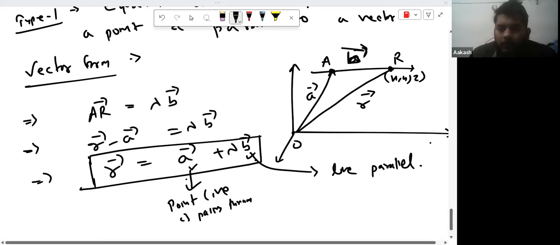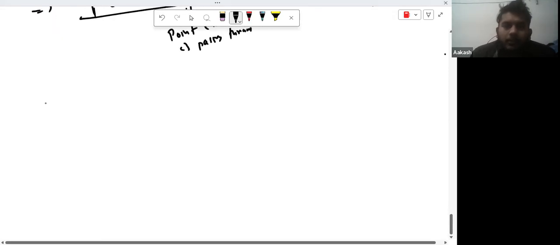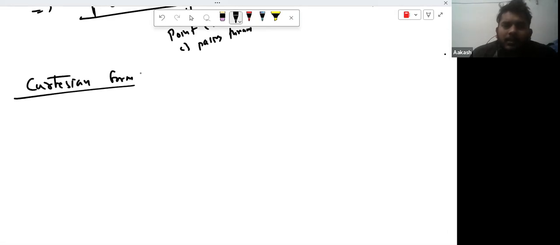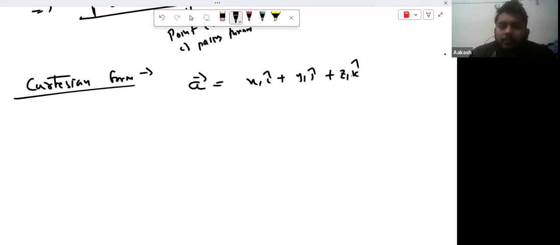Okay, so this was the vector form in Cartesian form. Cartesian form means x y z. ठीक है, बचपन से जैसे हम कर रहे हैं. So suppose A vector, the line is passed through A vector, which is x1 i cap plus y1 j cap plus z1 k cap. ठीक है, ये A vector की position vector है.